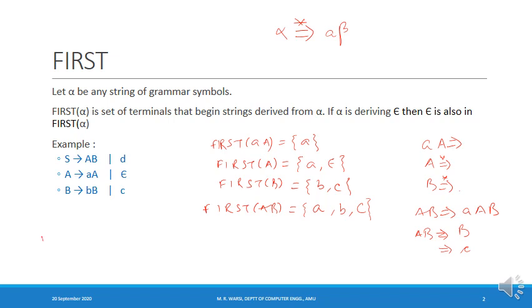Let's now calculate the first of capital S. First of capital S will either be derived from the first production, or from the second production. Those strings derivable from the first production will begin with these terminal symbols, and those strings derivable from the second production will begin with a small d. So first of capital S will be first of AB, which is a, comma b, comma c, and this includes small d also because of the second production. So that is the first of capital S.